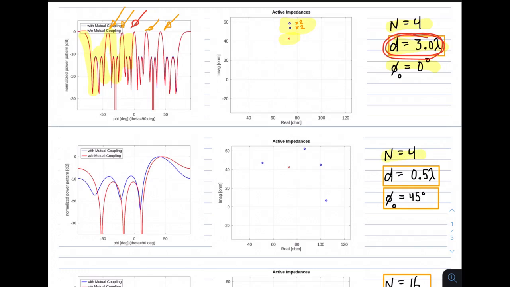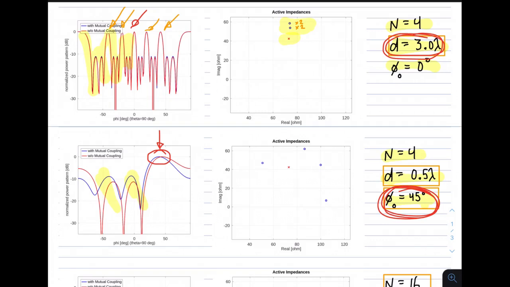In this next scenario, we again have 4 elements. We'll go back to half wavelength spacing, but now we'll steer the beam off by 45 degrees. So now the pointing is 45 degrees off broadside. And what we see right away is when we consider mutual coupling, there's a significant shift in the beam pointing. So we see that in the presence of strong coupling, the beam direction can shift slightly compared to what we expect. And of course, we also see that the side lobe structures get jostled around quite a bit.